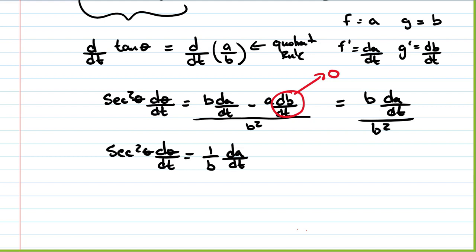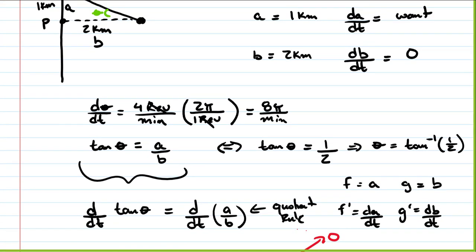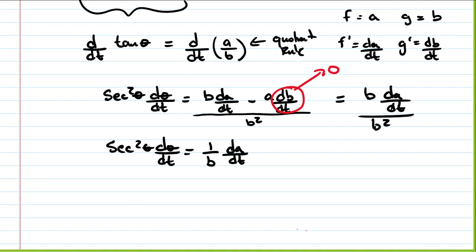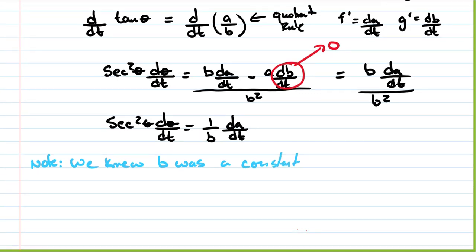In this case, we could have avoided the quotient rule. Why is that? What do we know about B? What's dB/dt? 0. So B is a constant. So it's worth noting we knew B was a constant, so we didn't need to use the quotient rule.